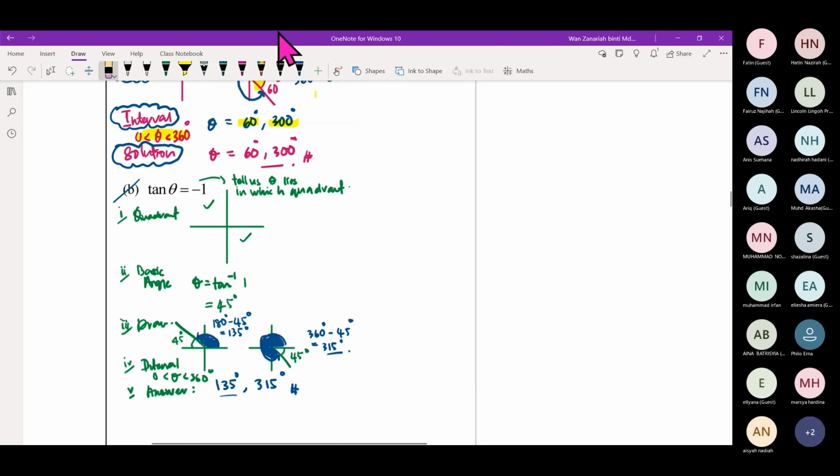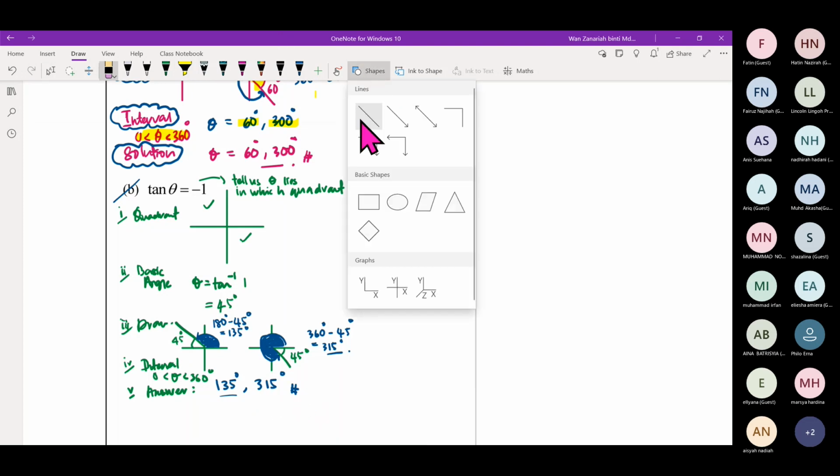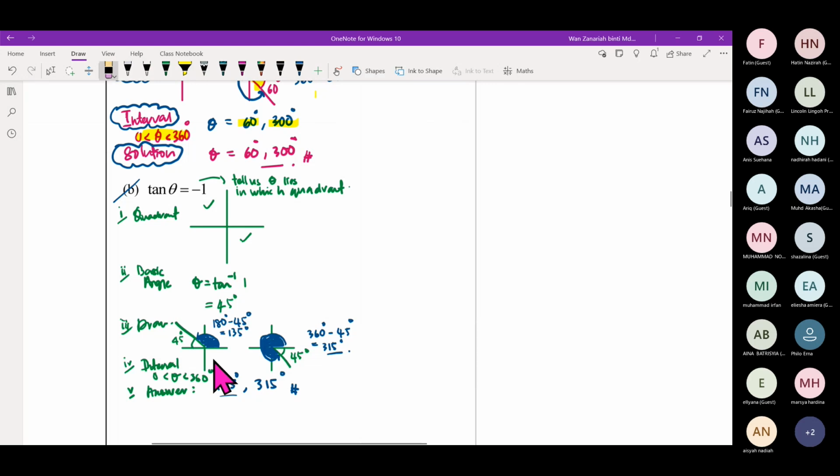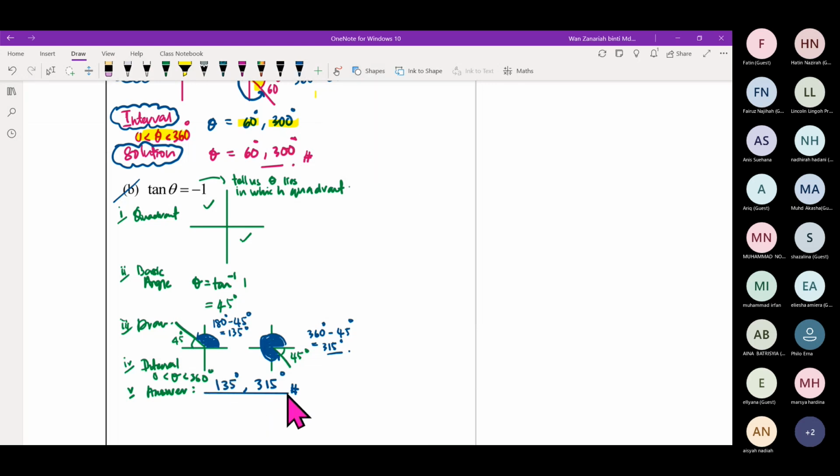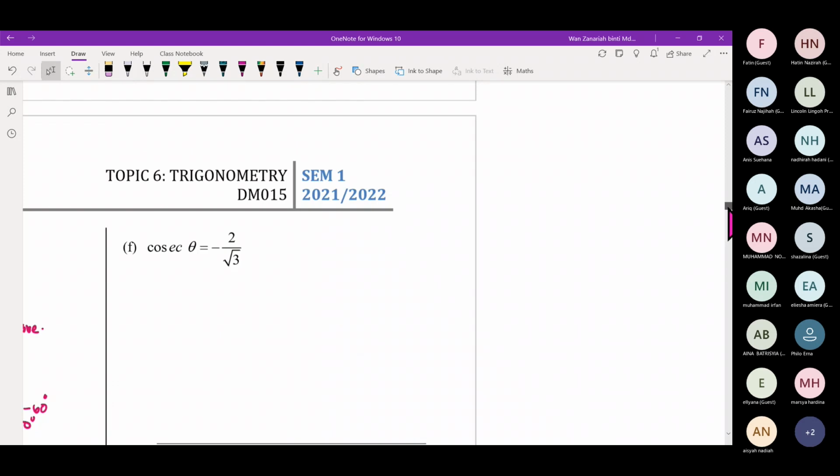That's why the final answer must be underlined, to show that you really know what you are doing, and that you are clear that the angle you find is the final answer.